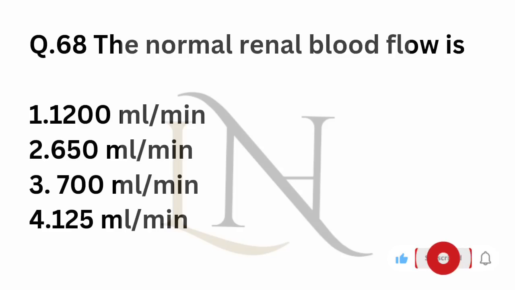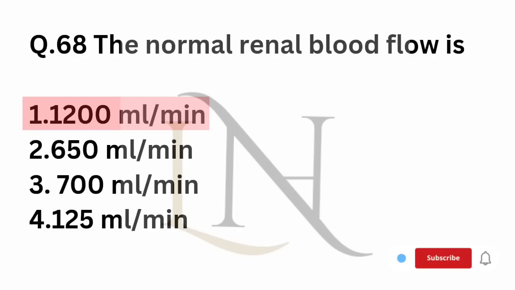The normal renal blood flow is option 1 1200 ml per minute, option 2 650 ml per minute, option 3 700 ml per minute, option 4 125 ml per minute. Answer is option 1 1200 ml per minute is a normal renal blood flow.